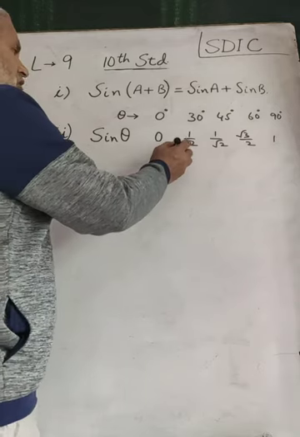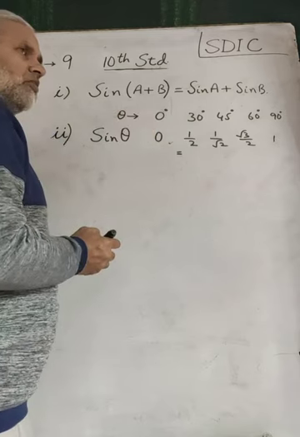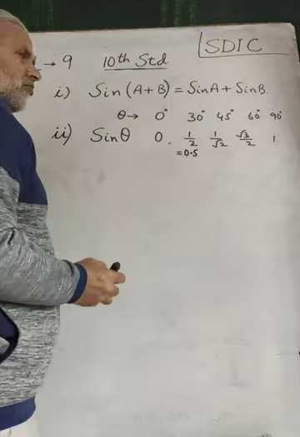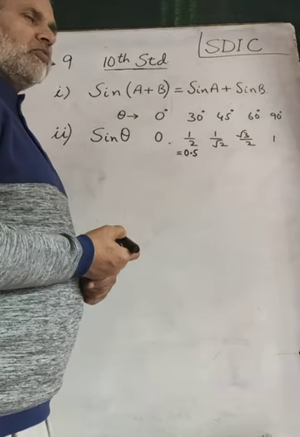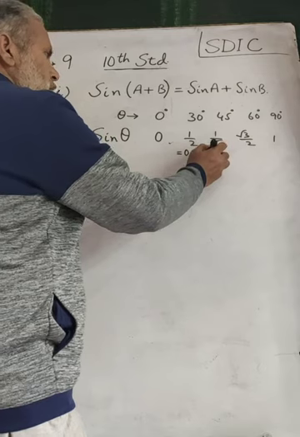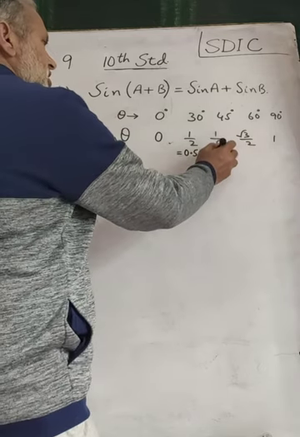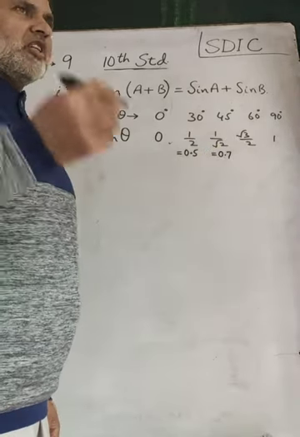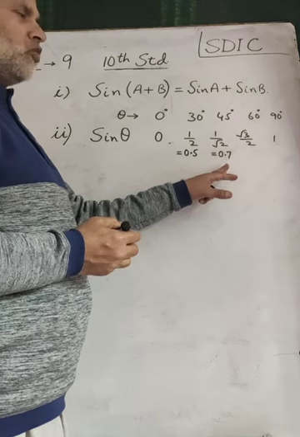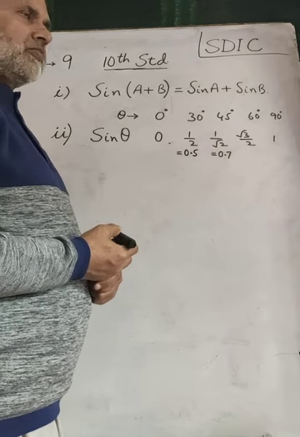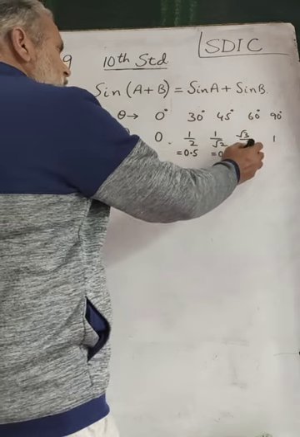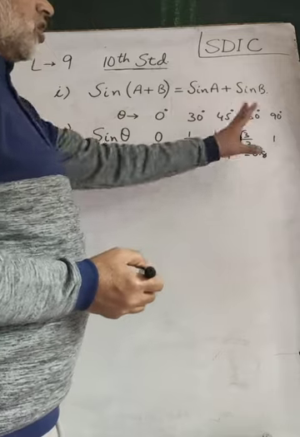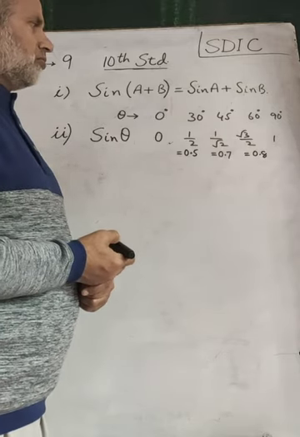To understand this, we will express all these in decimal form. 1 by 2 in decimal form becomes 0.5. You have to divide 1 by 2 with 0.5. Similarly, 1 by root 2 in decimal form becomes 0.7 something. One digit I shall use, 0.7. Then root 3 by 2 is 0.8. 1 is already in decimal form.